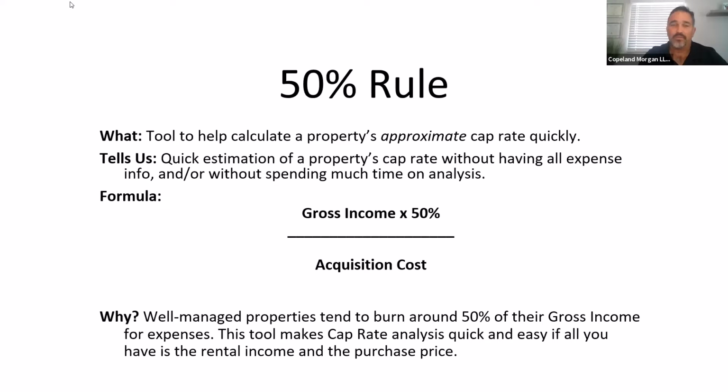So the 50% rule is really simple. Take the gross income or the rents, and we do all this on an annual basis. So you take the monthly rent times 12 as a general rule. Take the gross income times 50% and divide it by the acquisition cost. So that will give you an approximation of the cap rate on the property, and you can use that for just a kind of quick screening, a litmus test, when you don't have all of this information.